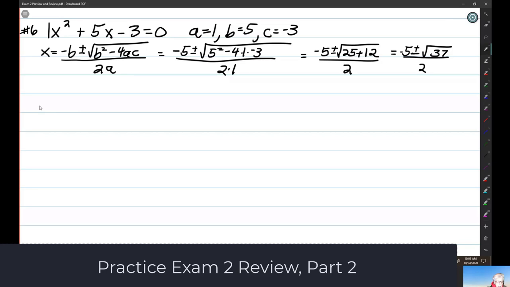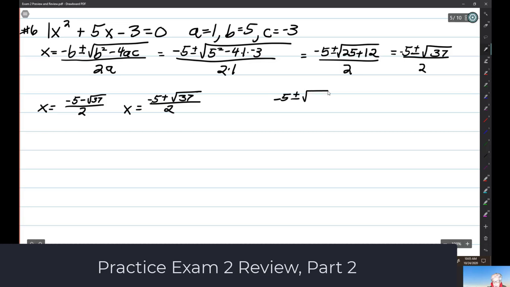So that means that x is going to equal negative 5 minus the square root of 37 over 2, and x is going to equal negative 5 plus the square root of 37 over 2. And so my exact answers could be written as negative 5 plus or minus the square root of 37 over 2. Or you could write them separately in this way, negative 5 minus the square root of 37 over 2, comma, negative 5 plus the square root of 37 over 2.